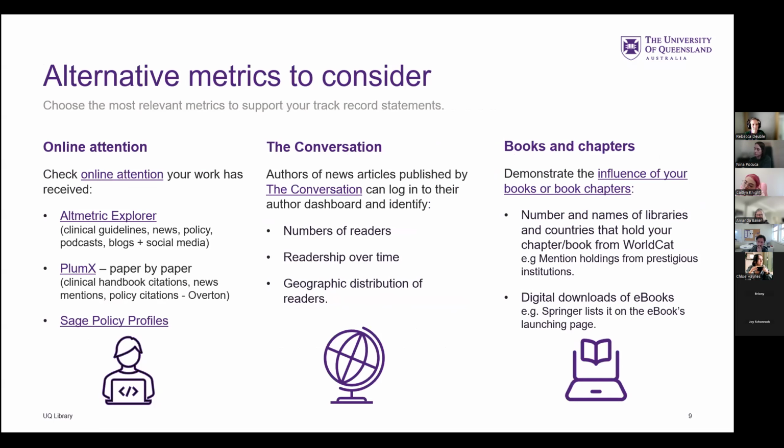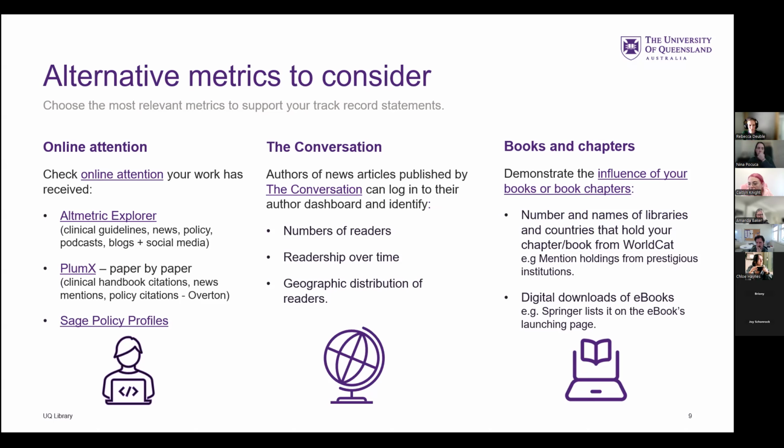Alternative metrics to consider. So this is talking about metrics that aren't necessarily citation-based. So these are things like online attention, which I'm not going to go into. Some of these other databases we're not going to cover today because we don't have time, but these are things that you can explore in your own time. So Altmetric Explorer, I think most of the other institutions had a subscription to this one, but that database also tracks policy mentions. They also track news mentions, clinical guidelines, social media mentions, so like X posts. So you can see how much your research is being talked about online.